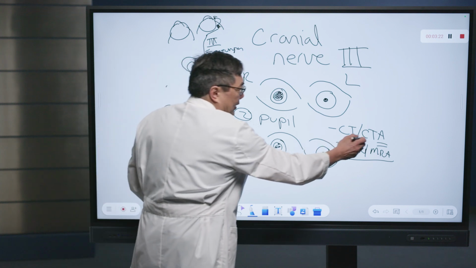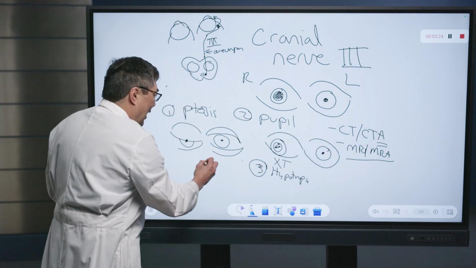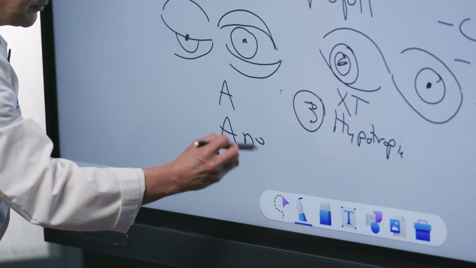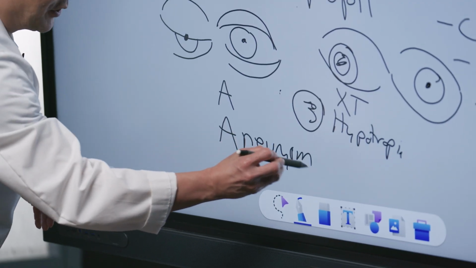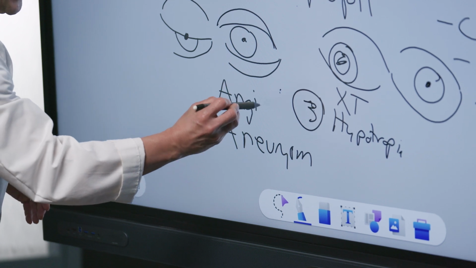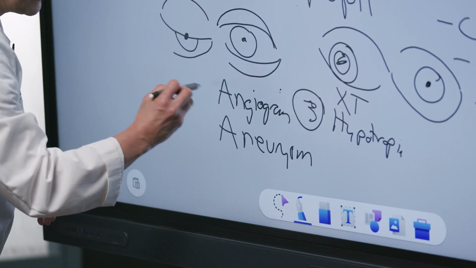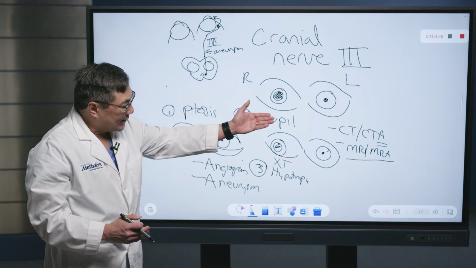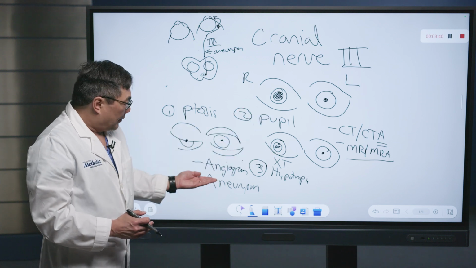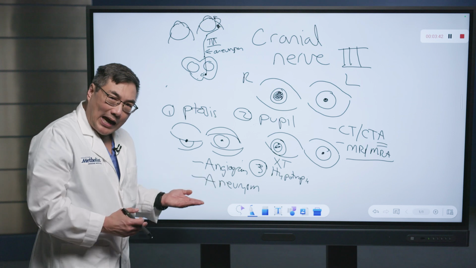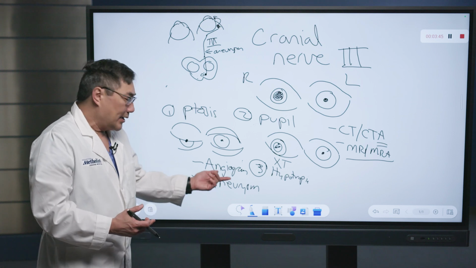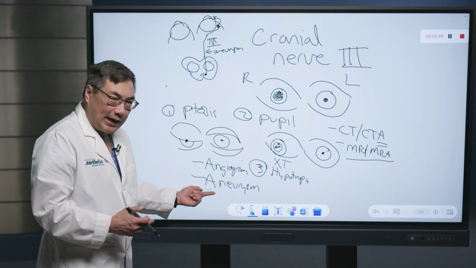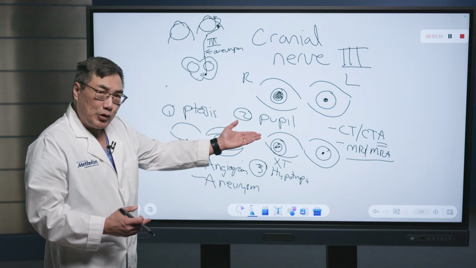But the key thing is you need to have an A to find the A. The A we're looking for is aneurysm, and that is the rule of the pupil. And the A to find it is angiogram. And normally we're going to start with non-catheter-based angiography, CTA, MRA, but some patients still need to have a catheter dye injection digital subtraction angiogram. So you need an A angiogram to find the A aneurysm. This is the rule of the pupil, by the way.